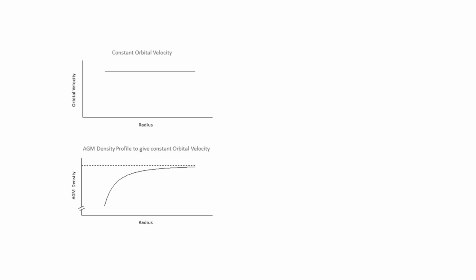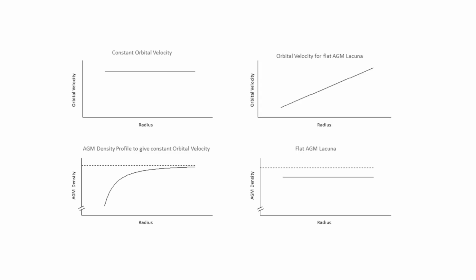But what about if you have a different density profile? What about if you have a flat-bottomed lacuna? Well, it turns out that the orbital velocity profile that you get from a flat-bottom lacuna is like this. Orbital velocity is proportional to radius. Now that's an interesting profile because in that situation, if you have two objects that are orbiting and they're arranged radially, they carry on being arranged radially. That means radial structures can survive and persist.